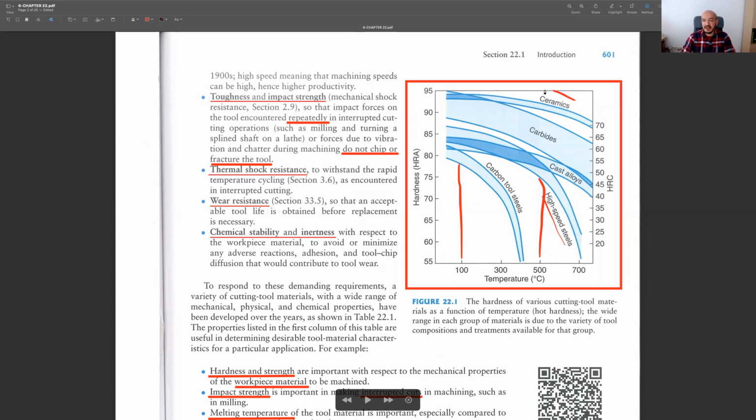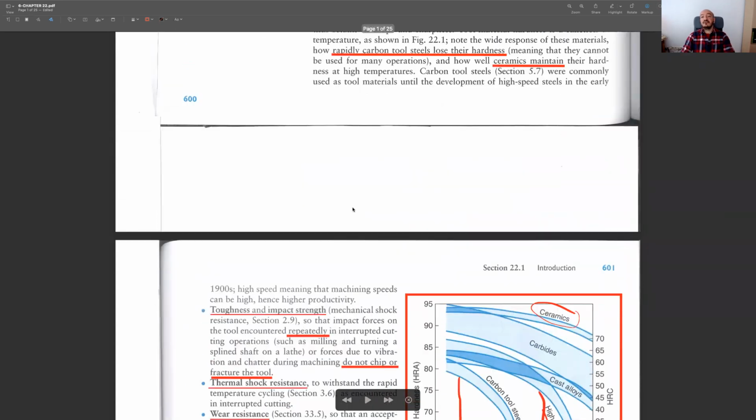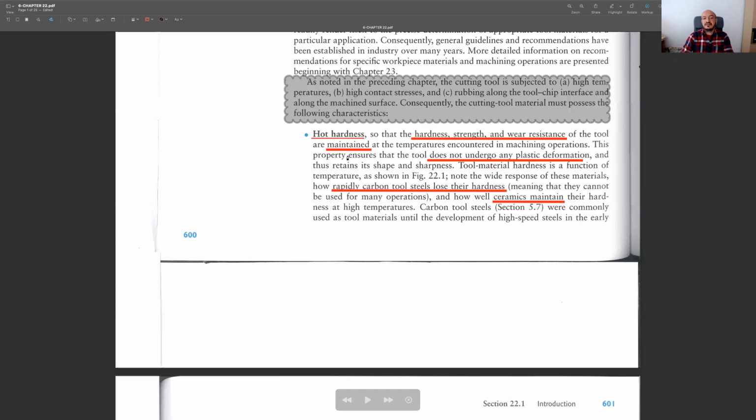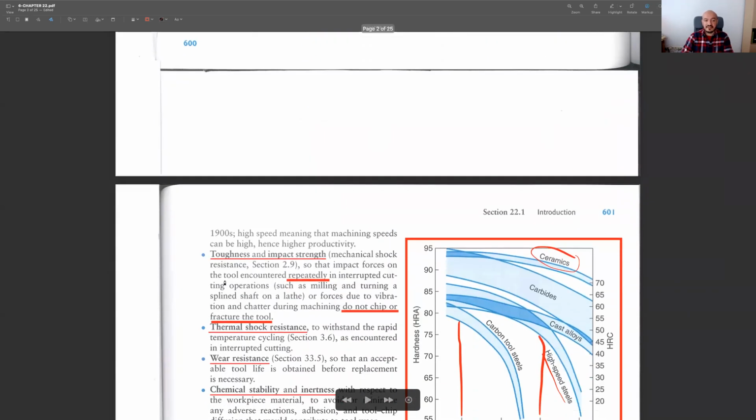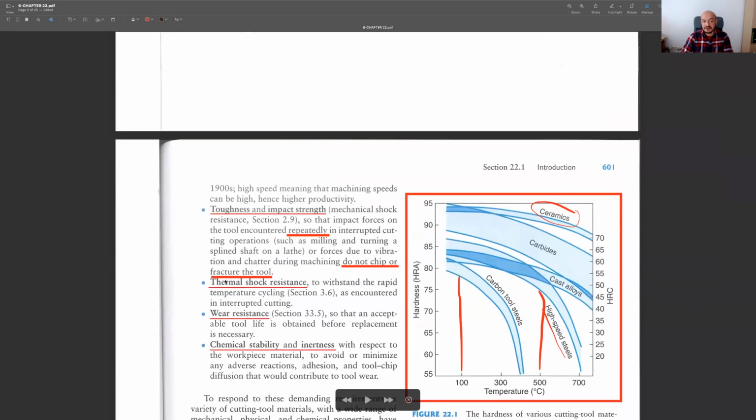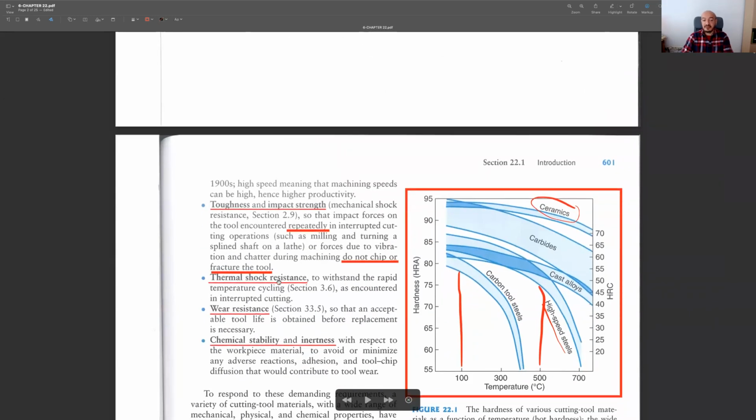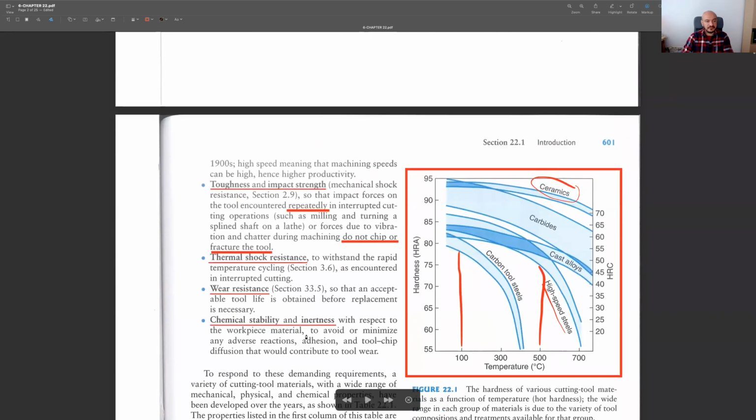But if you, on the other hand, look at ceramics as one of the best ones, it can retain its hardness even at more than 700 degrees. And its hardness values are much higher than the hardness of carbon tool steel, cast cobalts, and high-speed steels. So we are always looking for a cutting tool material whose hot hardness value is good, whose toughness and impact strength are also good, and whose thermal shock resistance, chemical stability, and inertness properties are all good.